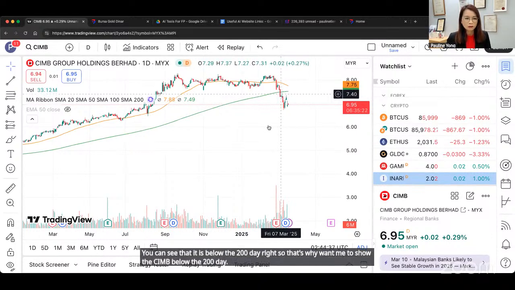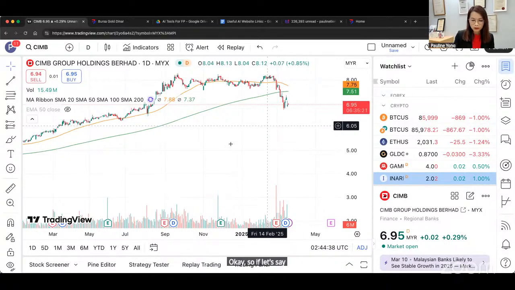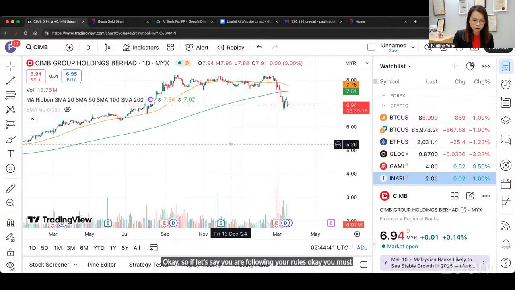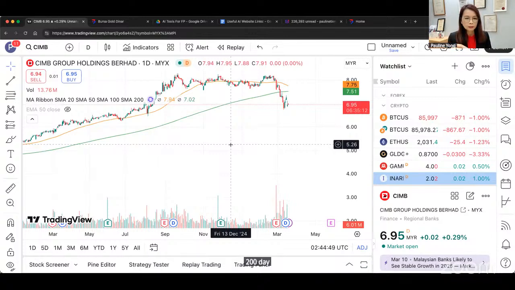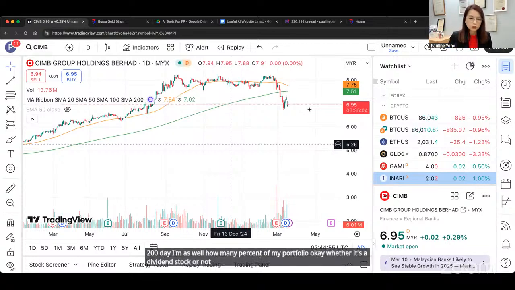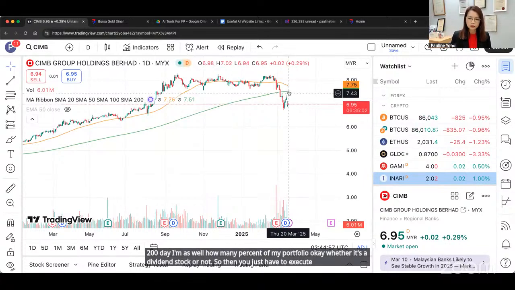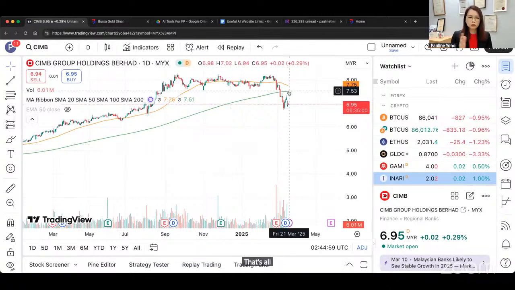Okay, so let's say you are following your rules. You must have your rules. Later I will tell you how to draw your rules. If you were to follow your rules, and your rule says that below the 200-day, I must sell how many percent of my portfolio, whether it's a dividend stock or not, then you just have to execute according to your rule. That's all. No emotion.